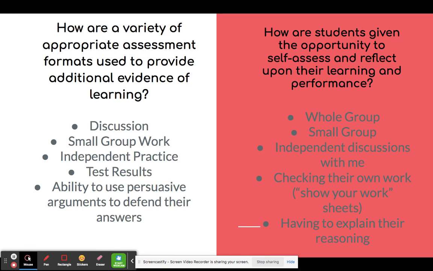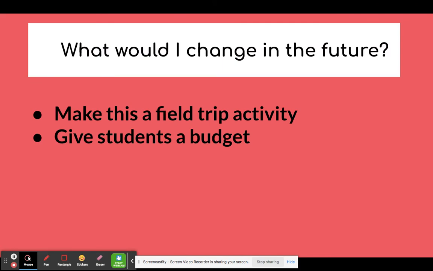So a variety of assessment formats that I used was discussion, small group work, independent practice, the final test results, and the student's ability to use persuasive arguments to defend their answers. Students were also given multiple opportunities to self-assess through whole group and just hearing the responses of their classmates, and small group discussion. I also frequently stop students and have independent discussions, asking them to walk me through their thought process and how they solve their problems, checking their own work on their show your work worksheets, and having to explain their reasoning. So they were assessed frequently throughout the 3 day process.